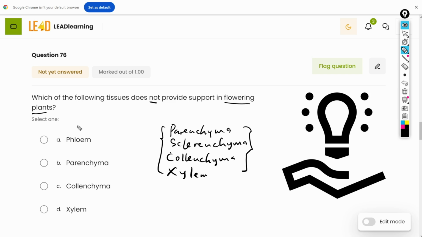And the question is asking us which of the following tissue does not provide support in flowering plants. Parenchyma provides support and is found in flowering plants. Collenchyma provides support and is found in flowering plants. Xylem provides support and is found in flowering plants. The phloem does not provide support, even though it's found in flowering plants. It's simply for the transport of manufactured food. So our correct answer is the option A.